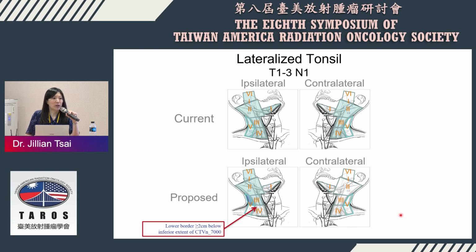Okay, so for both tonsils, like bilateral disease? Just one lymph node, equivocal size. Okay, so one lymph node. Yeah.